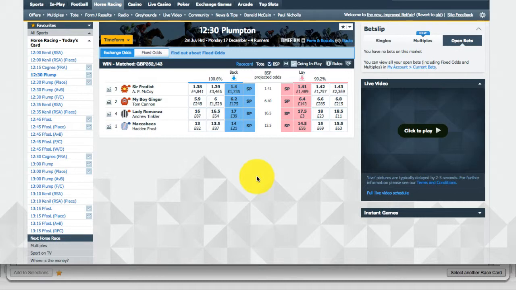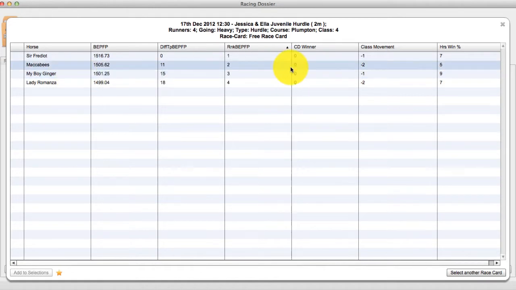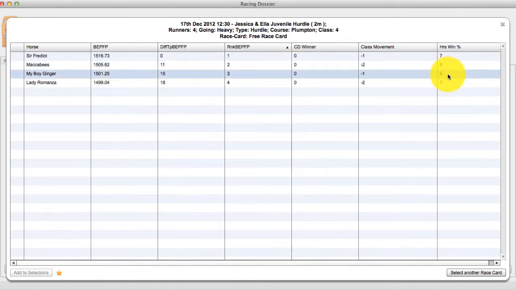So we would probably want to place a bet onto Sir Fredlot in this race. My Boy Ginger is the second favourite. Let's just take another look at that. Now, My Boy Ginger here wins more than the others, but is ranked third.